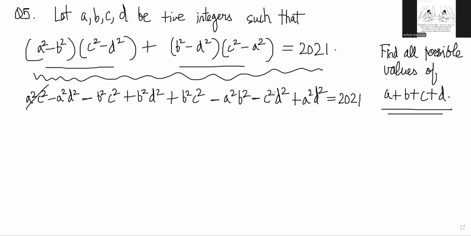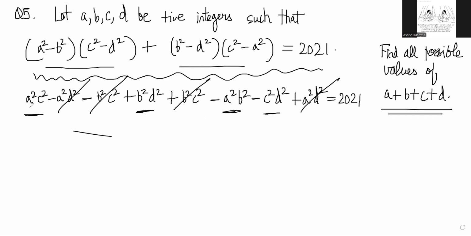a square c square gets cancelled. Actually, a square c square doesn't get cancelled, right? So I will not cancel that. a square d square gets cancelled, I think. This gets cancelled with this. b square c square gets cancelled here. And we have four terms remaining, you can see. This term, this term, this term, and this term.